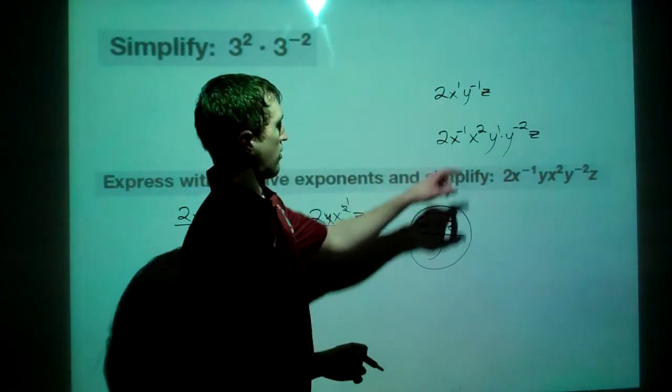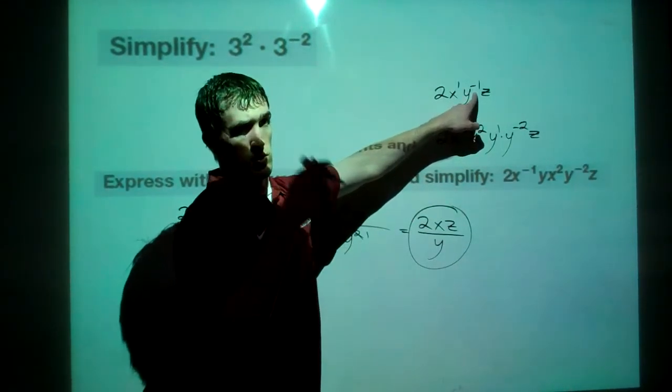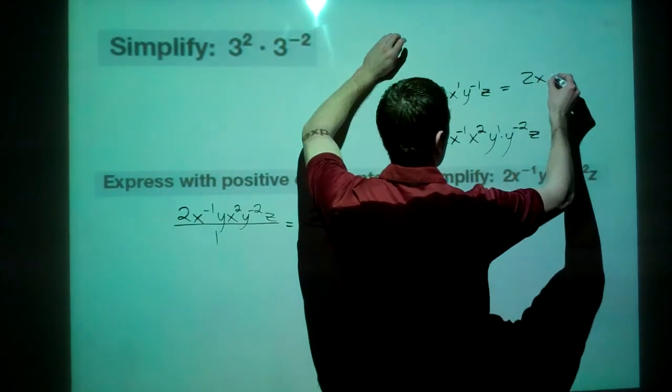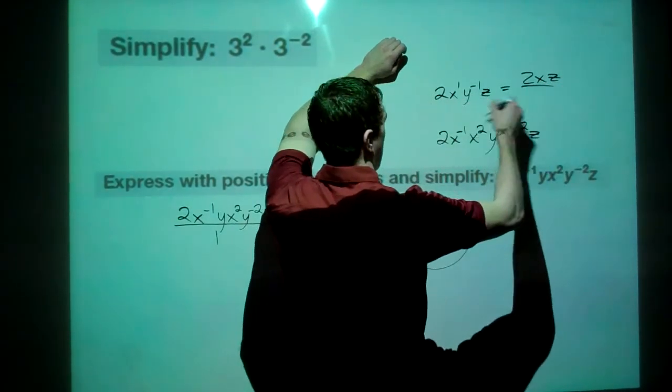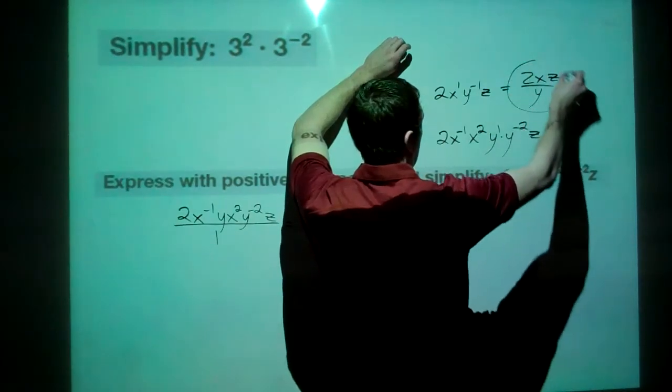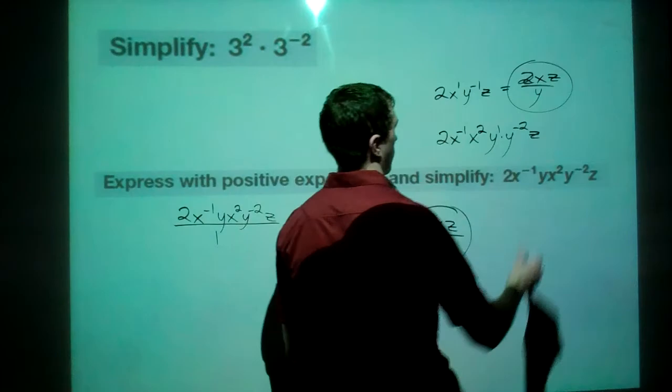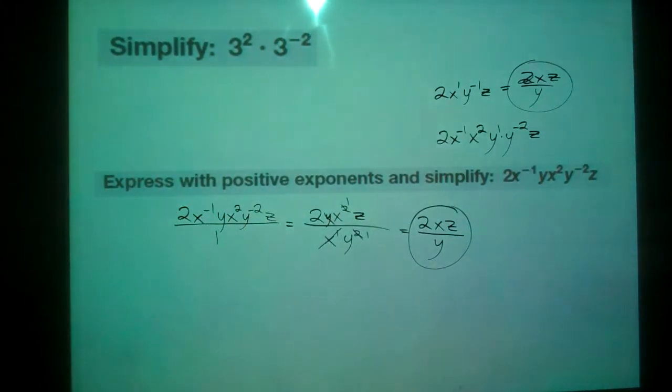And then anything that has a negative exponent you send down and turn positive. So 2xz, and we bring this y down, and we still get the same answer. 2xz over y. Alright, I think I'm going to turn this into a part 2. So stay tuned, we just have a couple more left for part 2.